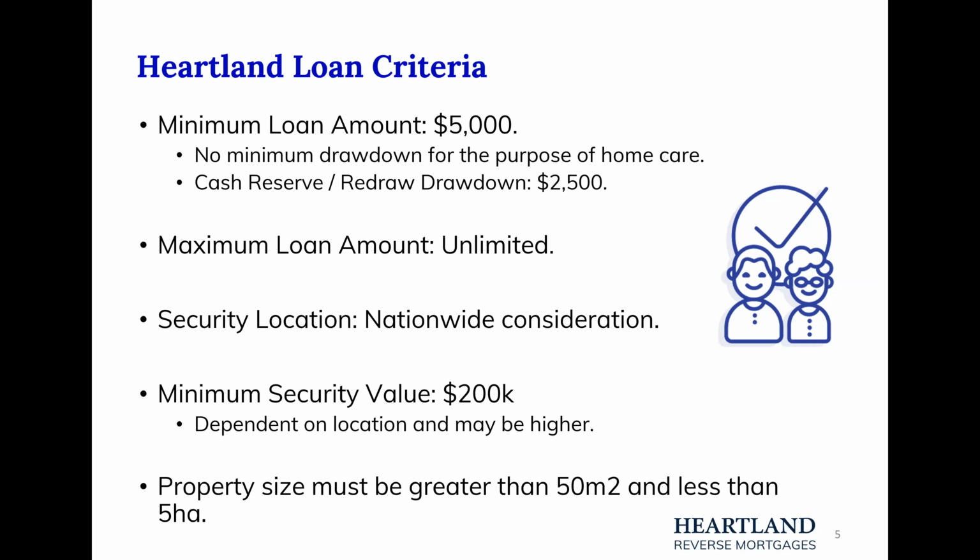The minimum security value usually is $200,000. That's your standard. However, this can be dependent on the location. It may be higher in some areas, such as Sydney CBD. And the property size must be greater than 50 square meters and less than 5 hectares. However, once again, if you do have a land size that's over 5 hectares, we may be able to look at it on a case-by-case basis, usually up to 10 hectares. So just make note of that as well.